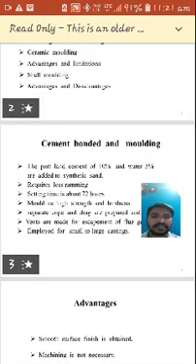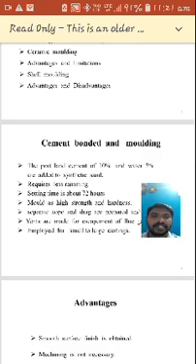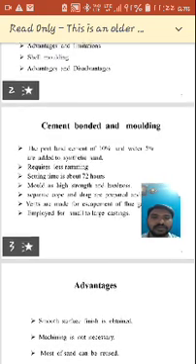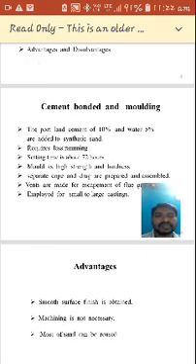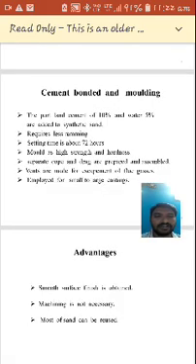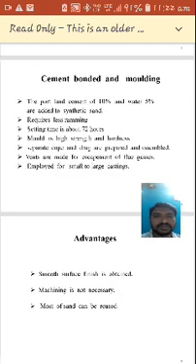See, here first, cement bonded molding. In cement bonded molding, Portland cement of 10% and water of 5% are added to the synthetic sand. It requires less ramming. Why? Because we use cement, which is strong, so it will easily compact. The setting time is about 72 hours.